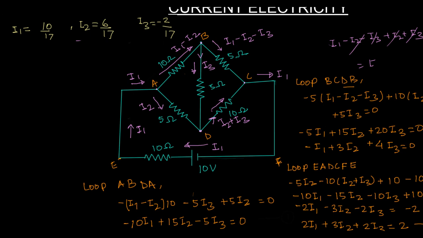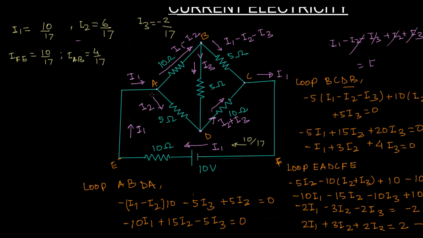Now you should be saying that the current in branch FE, IFE, is equal to 10 upon 17. So there we are correct. This current is actually 10 upon 17. IFE is fine. Now this is IAB. What is IAB? IAB is I1 minus I2, correct? That is 10 upon 17 minus 6 by 17. Denominators are the same, just the operation on the numerator, so that is 4 by 17.